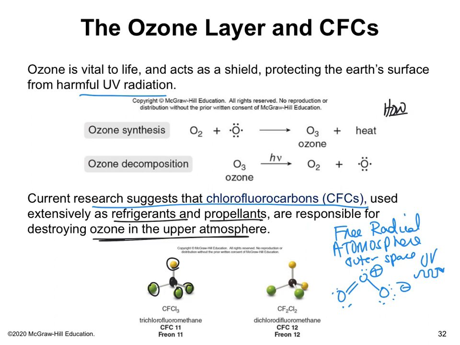What happens to an oxygen radical? It will make ozone synthesis. It combines with oxygen to make ozone. And then ozone with H nu breaks down to make oxygen and the oxygen radical. This goes on back and forth. And that's what nature does. It kind of does a recycling.